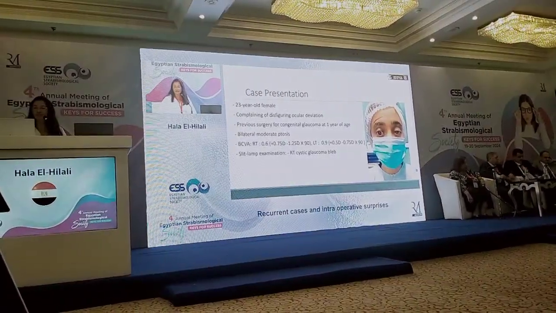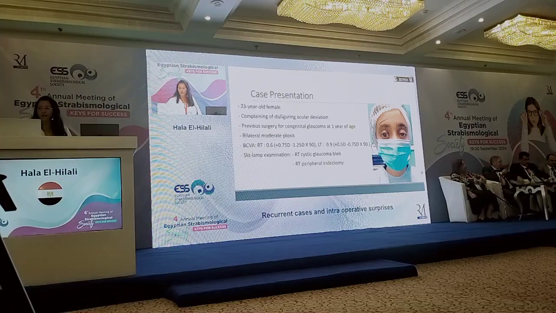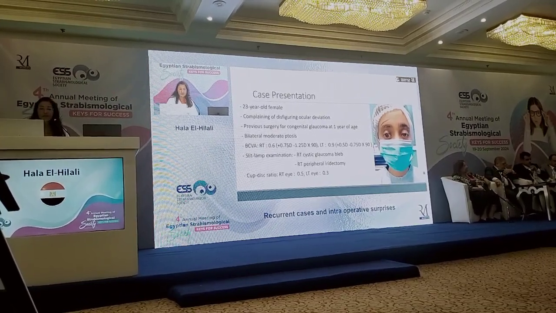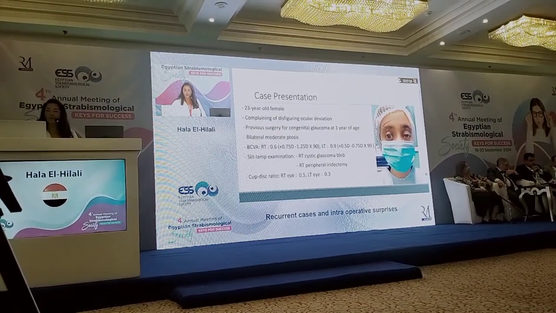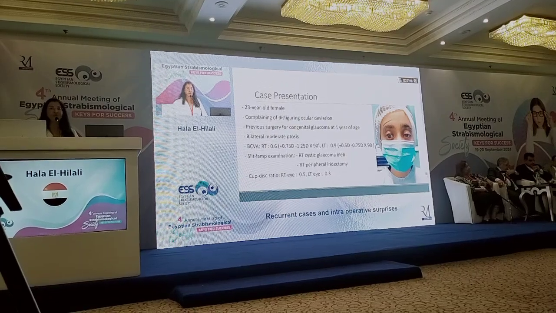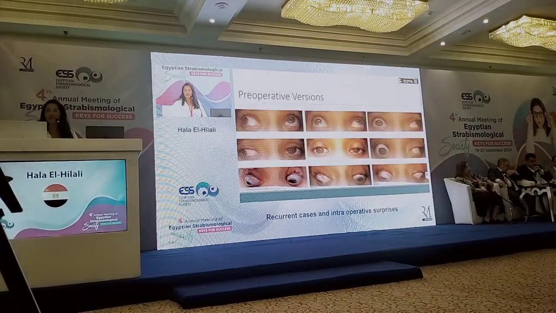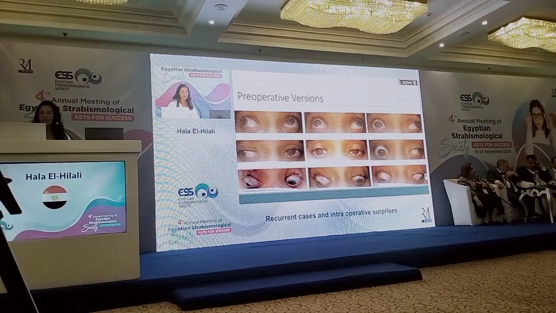Slit lamp examination showed a right cystic glaucoma bleb and a right peripheral iridectomy, and her cup-to-disc ratio was 0.5 in the right and 0.3 in the left. So this was her general examination. Now, this is the ocular motility examination.